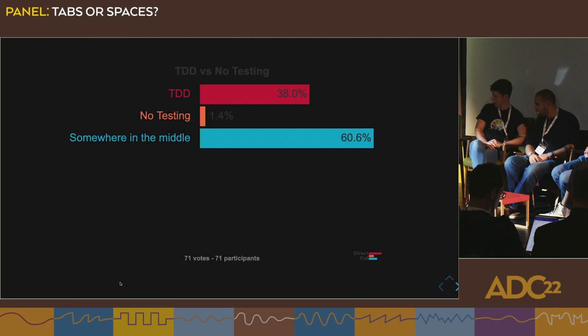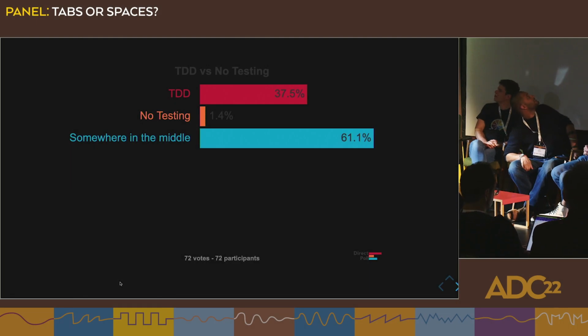Okay, we're going to have to get to some form of resolution. Yeah, mocking everything, we're so nearly there. Okay, let's see what we got. So, okay, most people are somewhere in the middle, but still a good chunk for TDD, which is good.